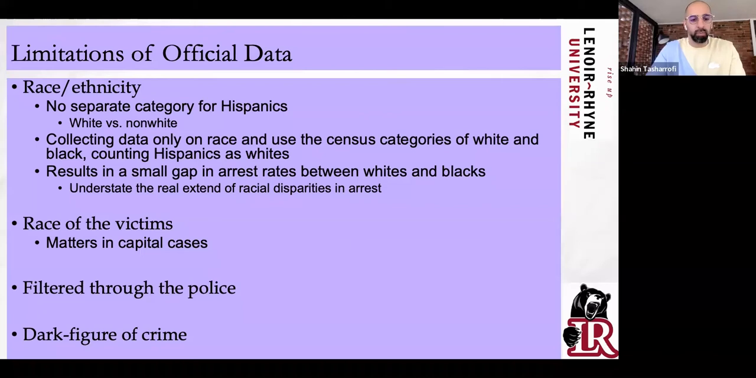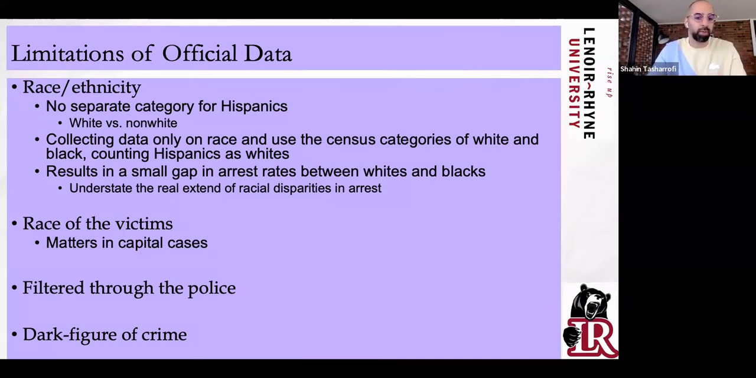Another limitation would be that the crime is filtered through the police. This is an advantage because data being filtered through the police means that the data are verified by police. So perhaps this would be our most reliable source of information about street crimes and more violent crimes. But this is also a limitation because this could really reflect the police officers' discretion and how they are going to decide whether or not to make an arrest.